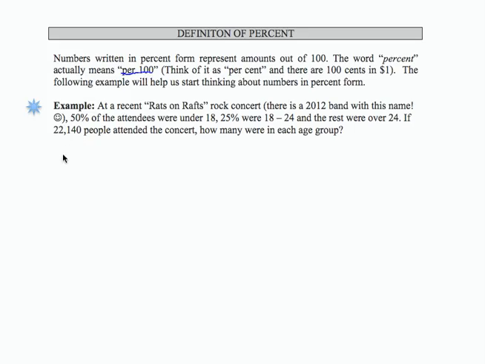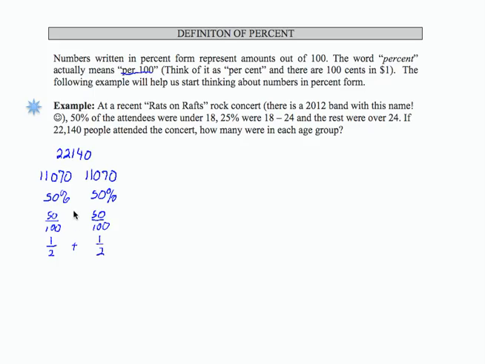So let's start with the 50% and see if we can get an understanding of how that relates to the 22,140. I'm going to take 22,140 and divide it into two pieces of 11,070. Now, why did I choose two pieces? Well, 50% as a fraction is 50 out of 100. That's that per 100. And if I reduce that fraction, I have an equivalent fraction of 1/2.